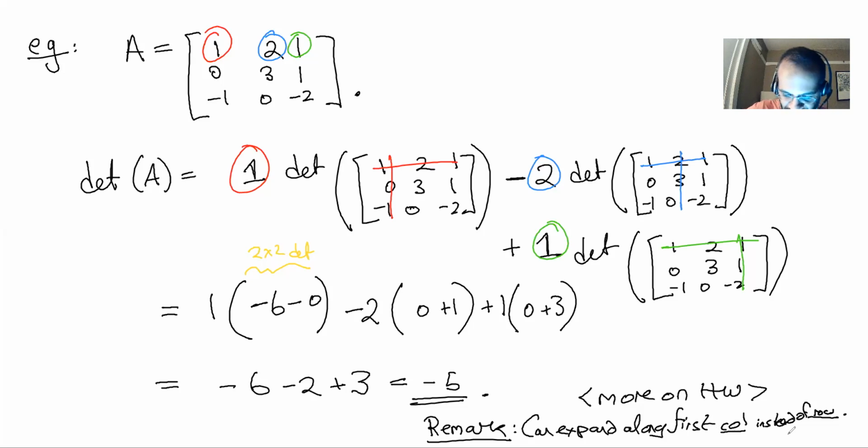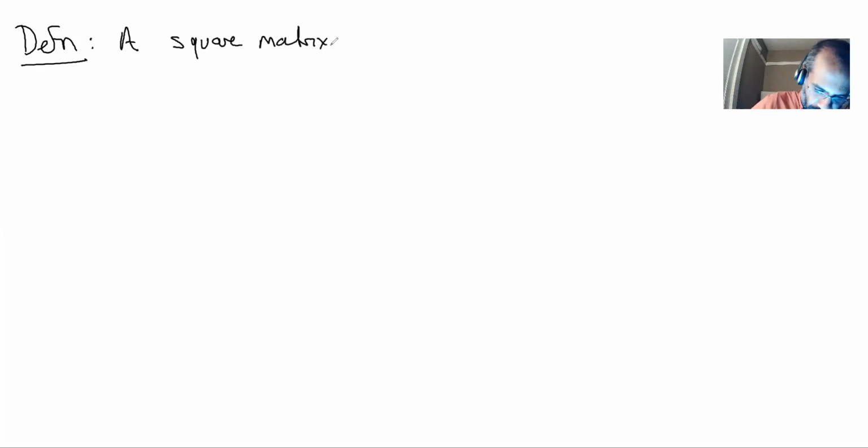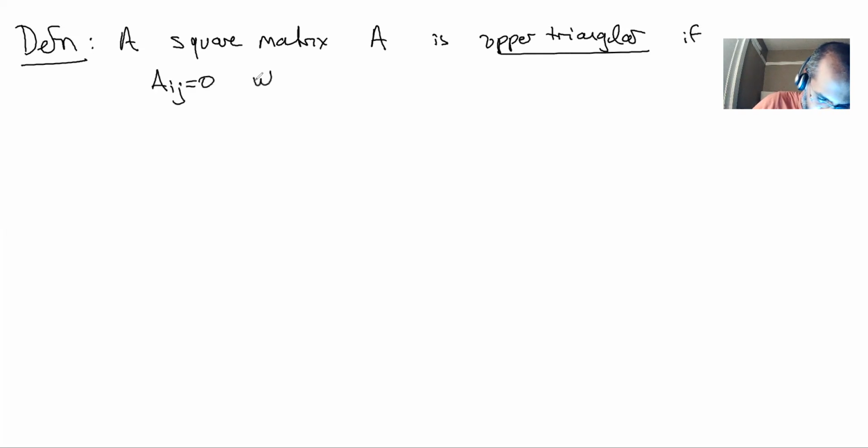Okay, good question. People are asking what is a conceptual use. Let's get to that now. So to talk about the conceptual use, I'm going to need to make one more definition, which will come up in the course. So a square matrix A is upper triangular if Aij is equal to 0 whenever i is bigger than j.